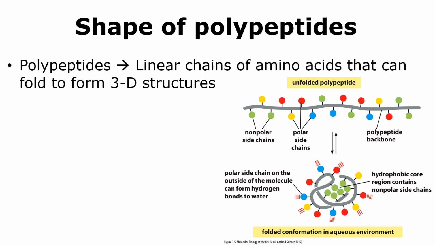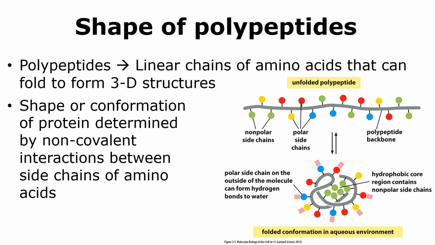Polypeptides are made when these amino acids are joined together in a linear manner to form a linear chain. However, this linear chain does not remain open as shown in the top part of the figure, which shows an unfolded polypeptide. They will fold to form three-dimensional structures. This three-dimensional structure is also called the conformation of the polypeptide.